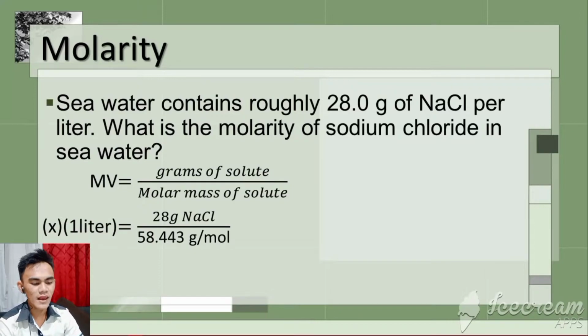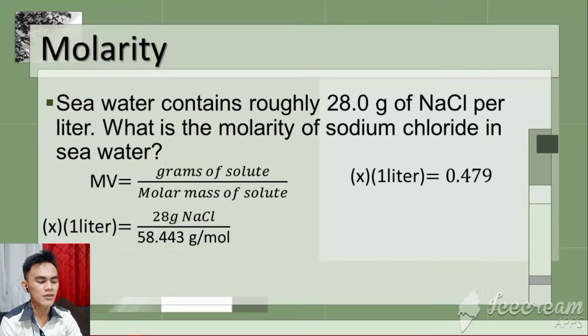So, 28 divided by 58.443 is equal to 0.497. In order to cancel out 1 liter and find the molarity, let's divide both sides by 1 liter. So, 0.497 divided by 1 liter is equal to 0.497 M, or that is our molarity.